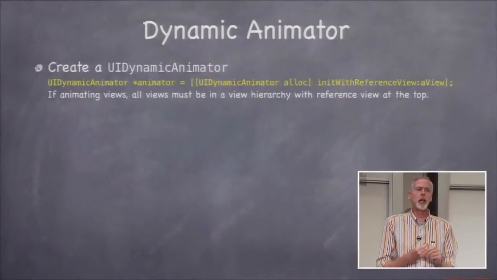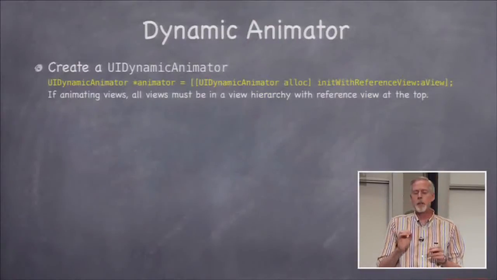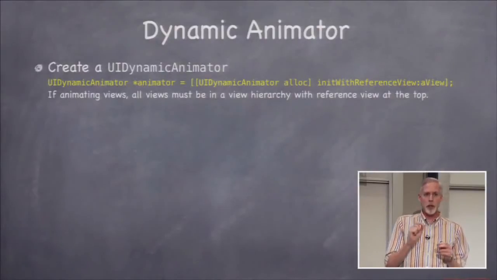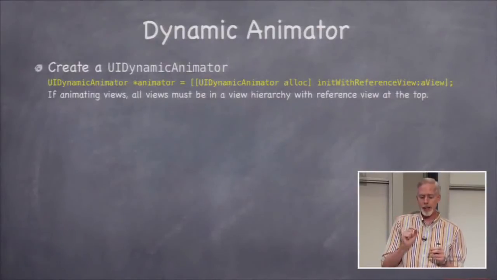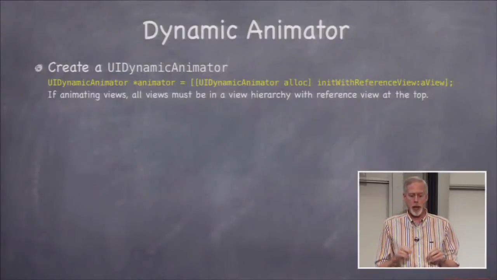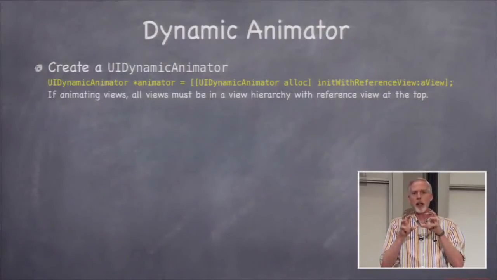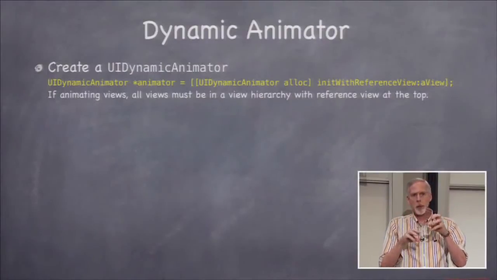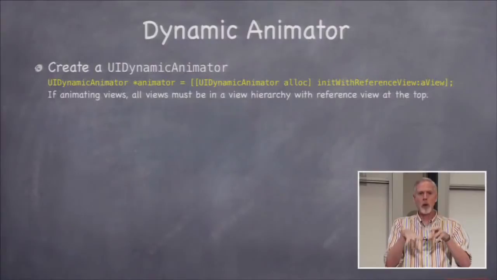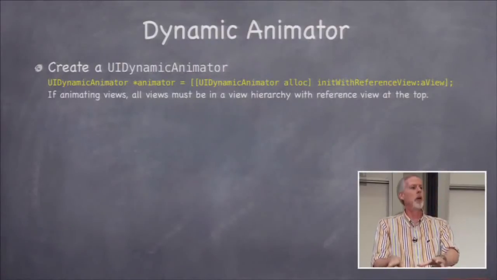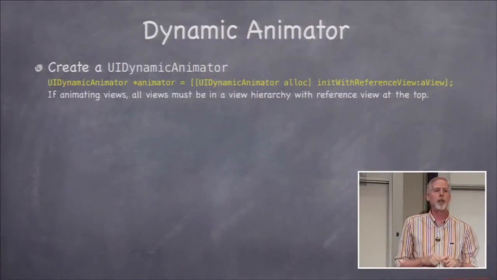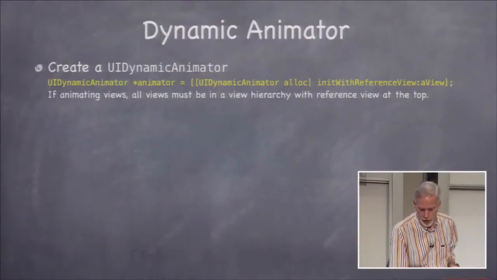UI dynamic animator, you can just do alloc and init, but when you're doing views, if it's views that you want to animate, you want to do alloc init with reference view. Okay, and init with reference view, you're specifying the top view of a view hierarchy. All the views you animate have to be in that view hierarchy. In other words, they have to be somewhere a subview of this reference view or a subview of that or a subview of that, as deep as you want to go. But you have to specify the top level view. Okay?